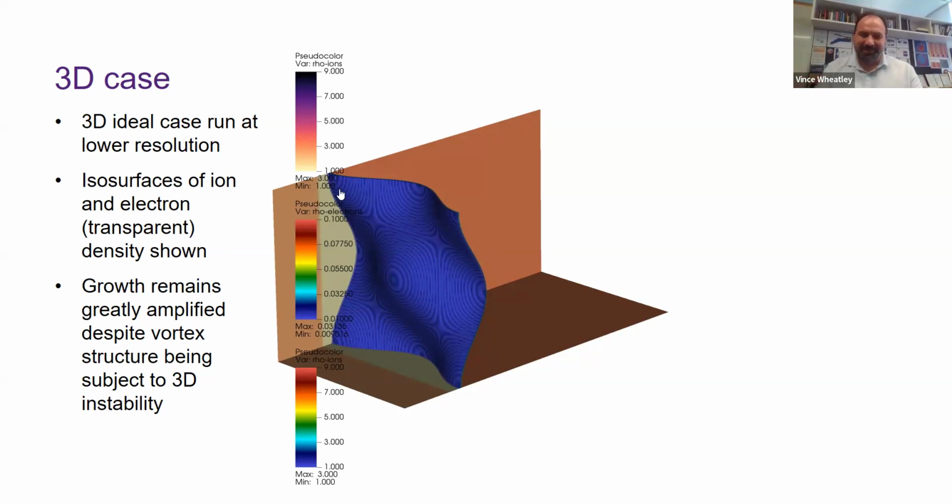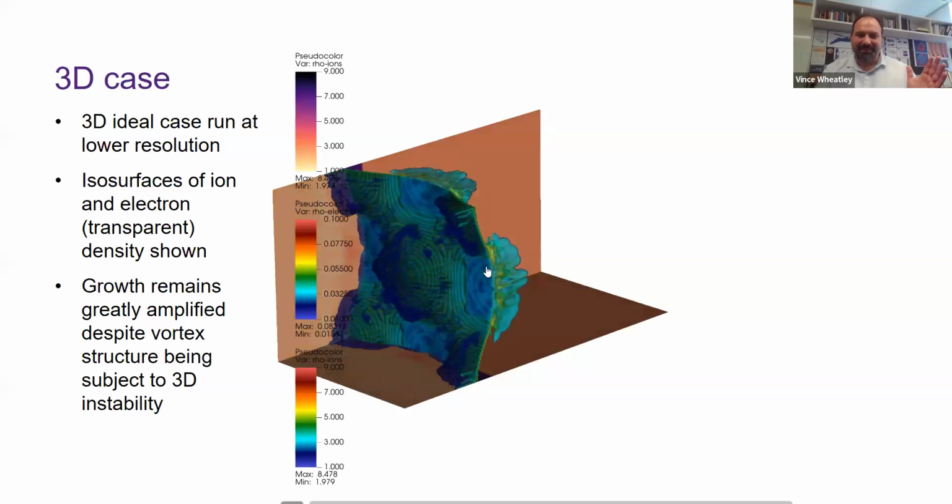So we took this on board and did a 3D version of the same simulation, where here we're visualizing in blue an isosurface visualizing the ion density interface, and there's going to be a transparent visualization of the electron interface over the top of this. So the shockwave passes through, excites the two interfaces.